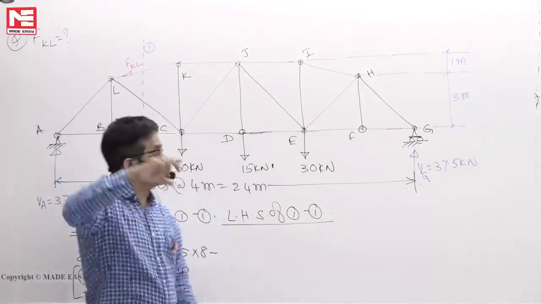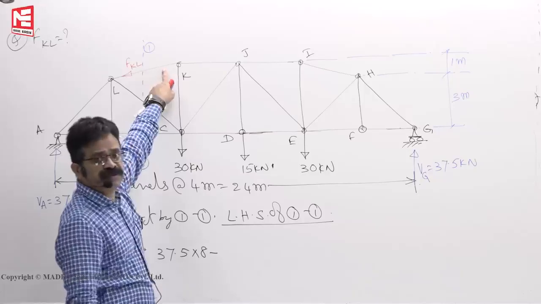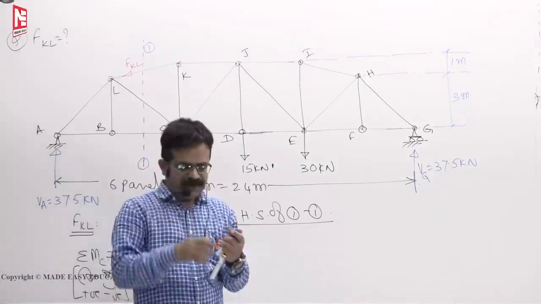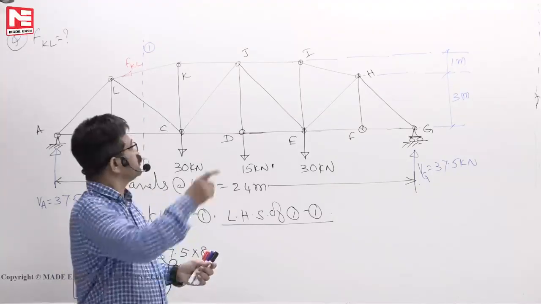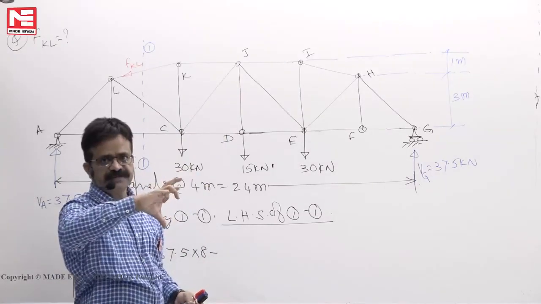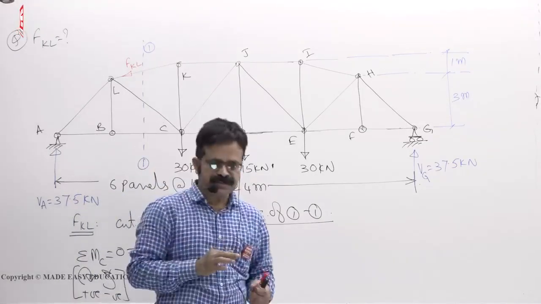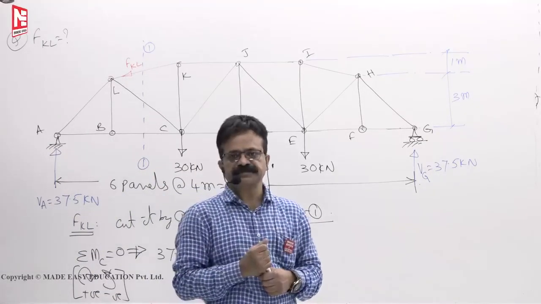Force into perpendicular distance. This is an inclined member. We don't know how much inclination, so the perpendicular distance we don't know. If we don't know the perpendicular distance D for FKL into D, then you will use a principle called Varignon's theorem.